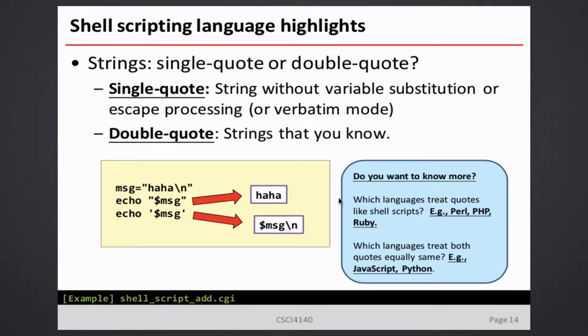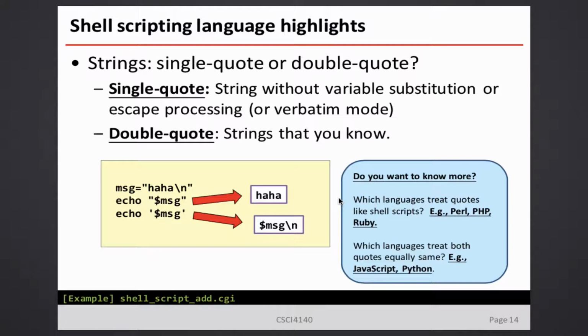And the last thing is about single quote and double quote. This is worth mentioning because different languages treat them differently. Yesterday I already asked the people: do you know the difference between double quote and single quote? Some already know. Single quote means that I won't do any variable substitution. This is called variable substitution.